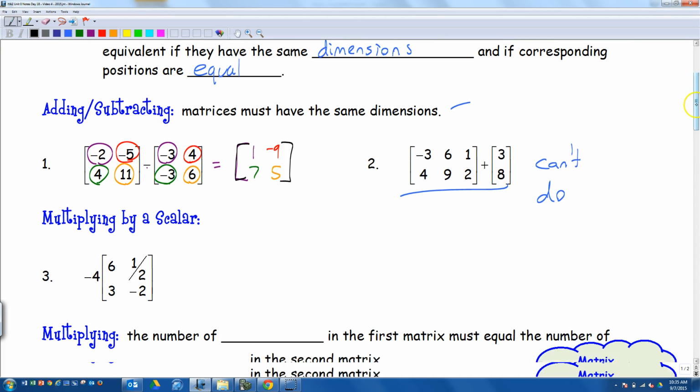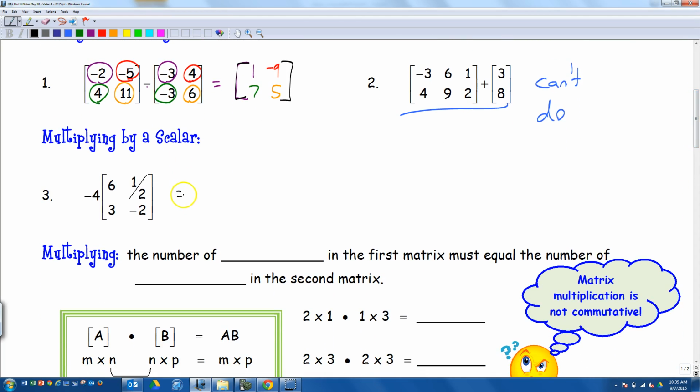Multiplying by a scalar, so we're just multiplying a number into a matrix. All you do is multiply that number to all 4 pieces. So -24, -2, -12, +8. Okay, so those are pretty basic.